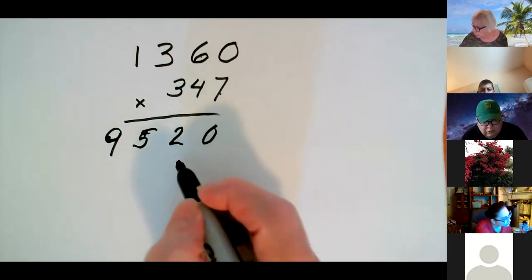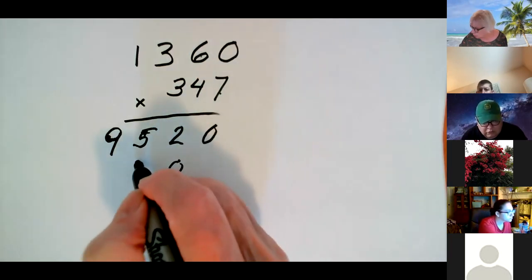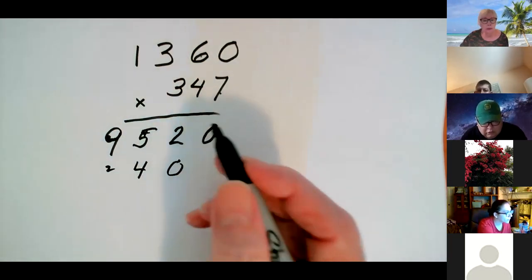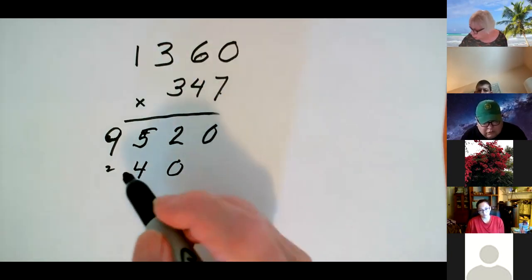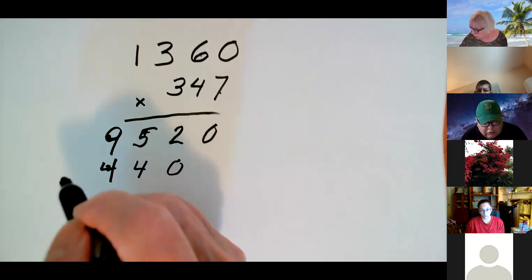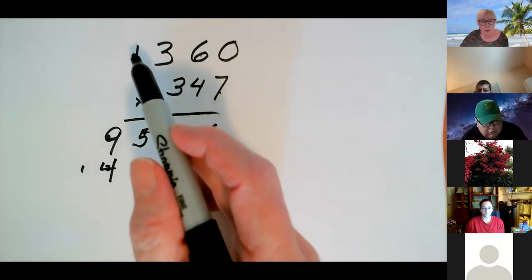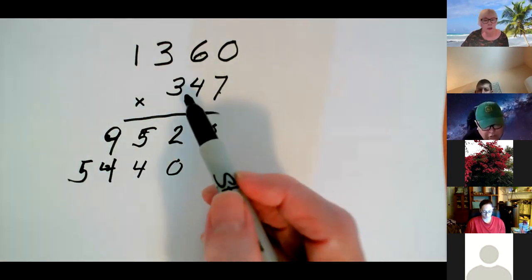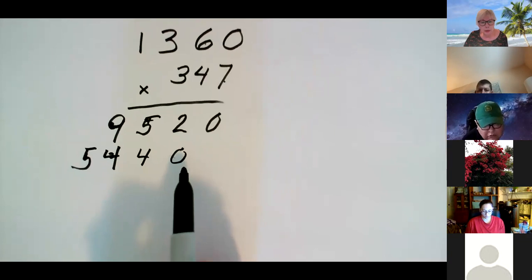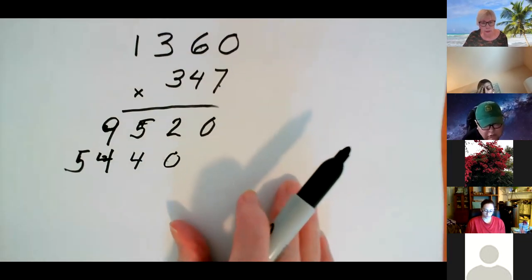So 4 times 0 would be 0. 4 times 6 is 24, 2 carried. 4 times 3 is 12, and 2 is 14, carry a 1. And then 4 times 1 is 4, and 1 is 5. So if you had multiplied 4 times this, you would have gotten this number. It's just shifted 1 position over.